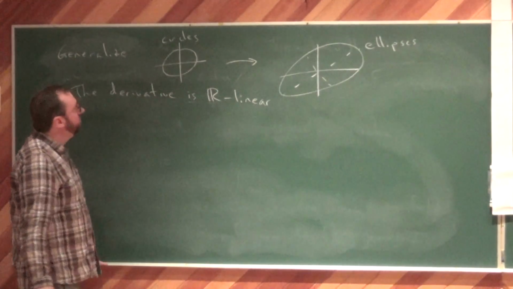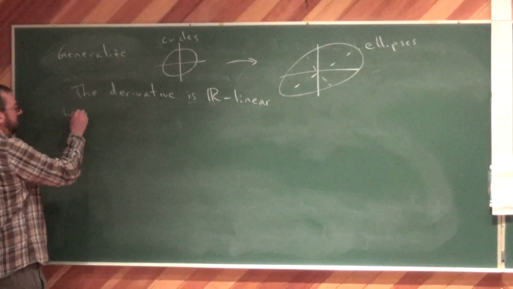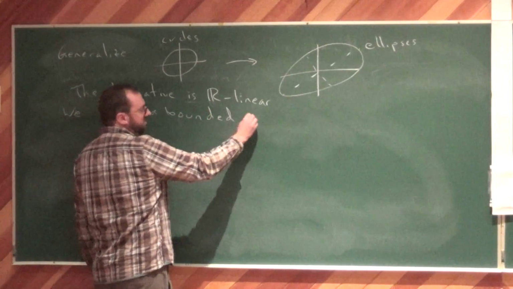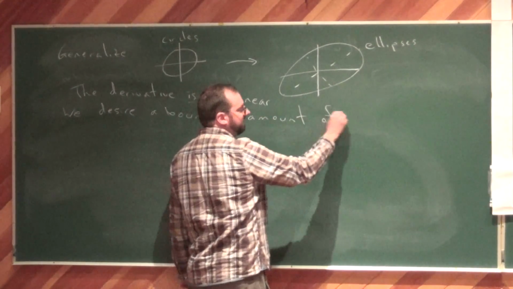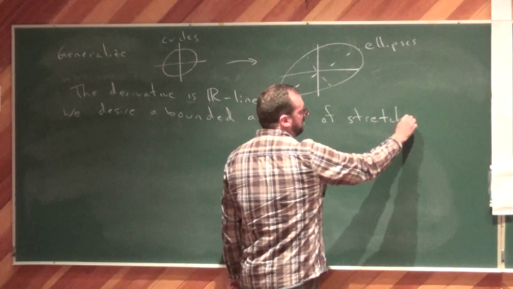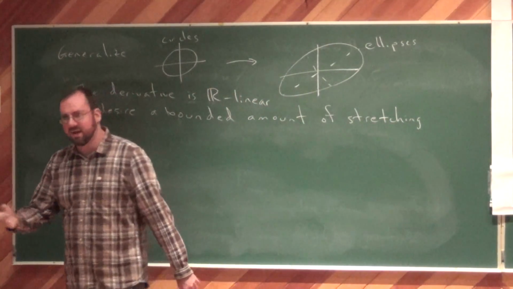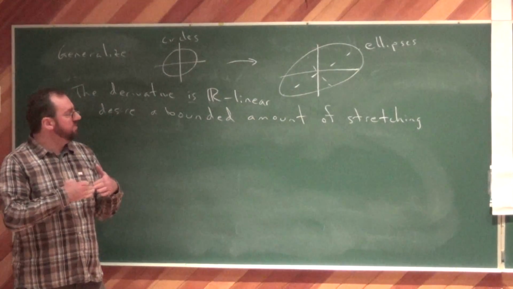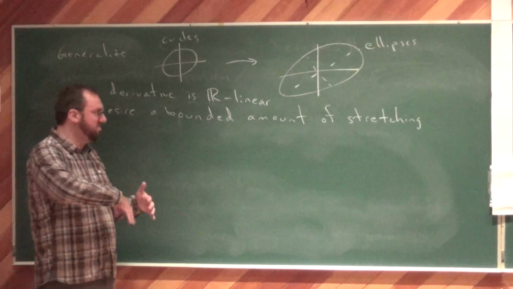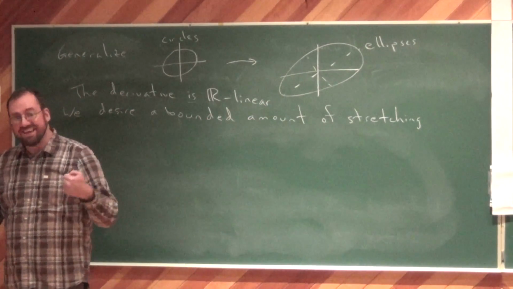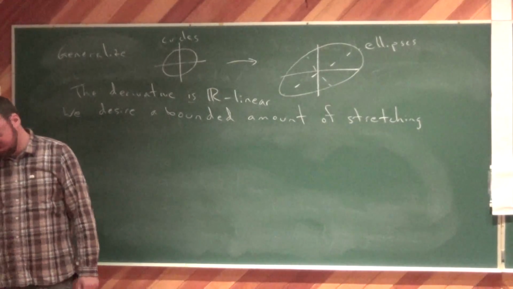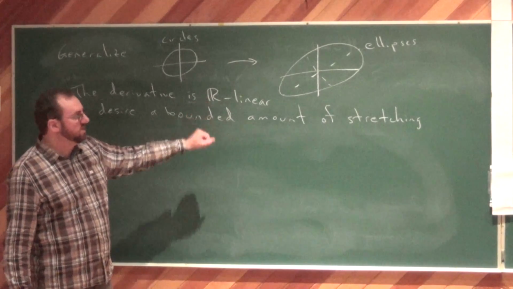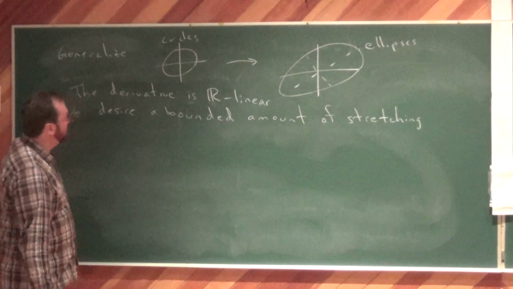But what we want is a bounded amount of stretching. So we look at all the points in our domain and we see what the ellipses look like on small scales, and we don't want the ellipses to get too stretched over the domain. We want to have some bound on how much stretching is going on. The only thing here is that we're assuming for the moment that our mapping is real differentiable. But this is not desirable.